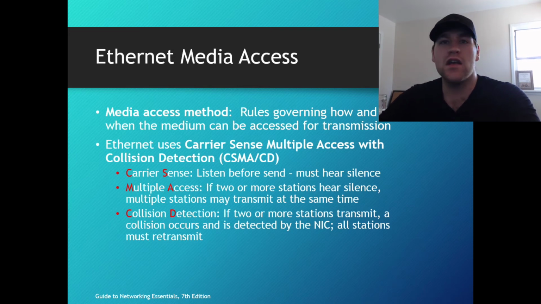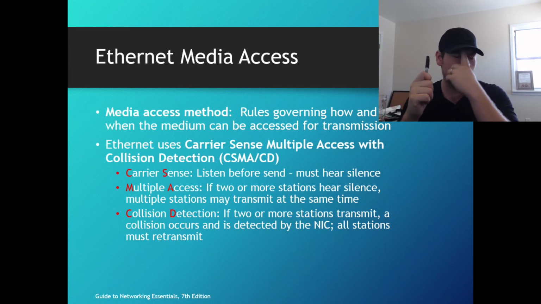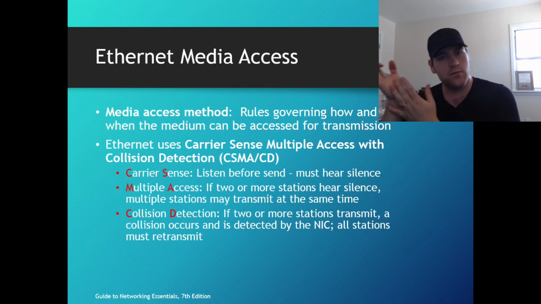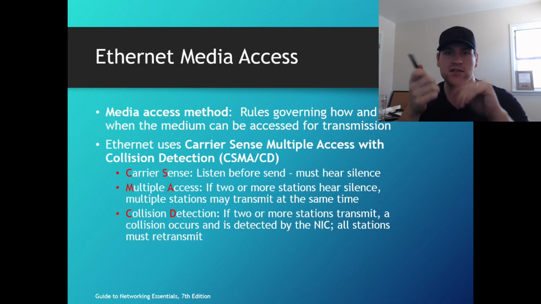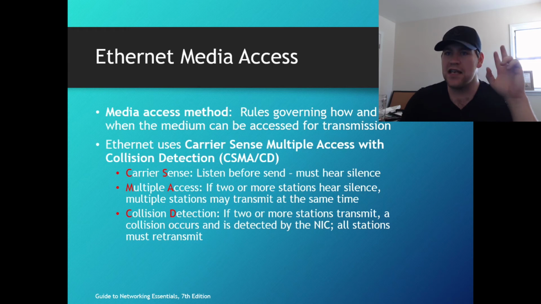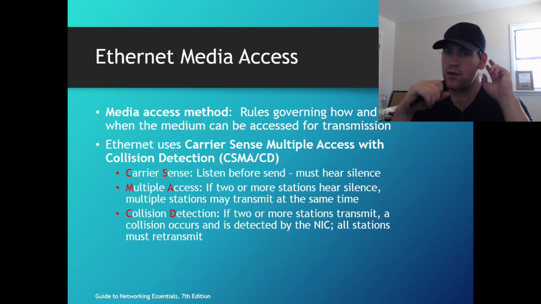So media access method, these are the rules governing how and when the medium can be accessed for transmission. So I talked a little bit about the 2 common types, token passing and CSMA/CD. Those are the ones that were competing and vying for position. Of course, we talked about how Ethernet won the day and token passing did not. But CSMA/CD, to break it down, carrier sense, CS, this means listening before sending. So the network interface card that's getting ready to transmit data, if it's an Ethernet NIC, will listen to the medium.